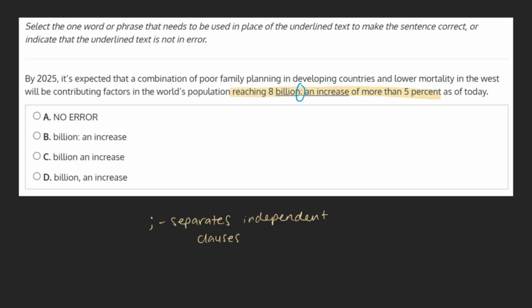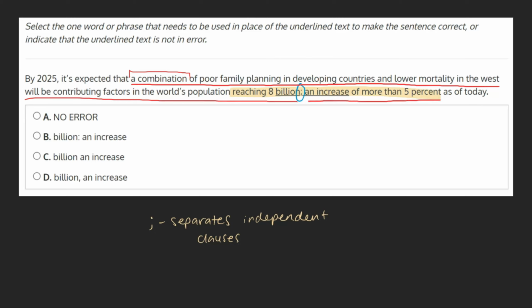The subject of the first clause is a combination of poor family planning in developing countries and lower mortality in the West, or, more simply, a combination. The predicate is will be contributing factors in the world's population reaching 8 billion. Looking at our second phrase, we could say that our subject is an increase of more than 5%, but we'd be hard-pressed to say that there's a predicate as we don't actually find a verb. This being the case, we can see that this is not an independent clause, and we can see that a semicolon isn't the appropriate punctuation to be used here.